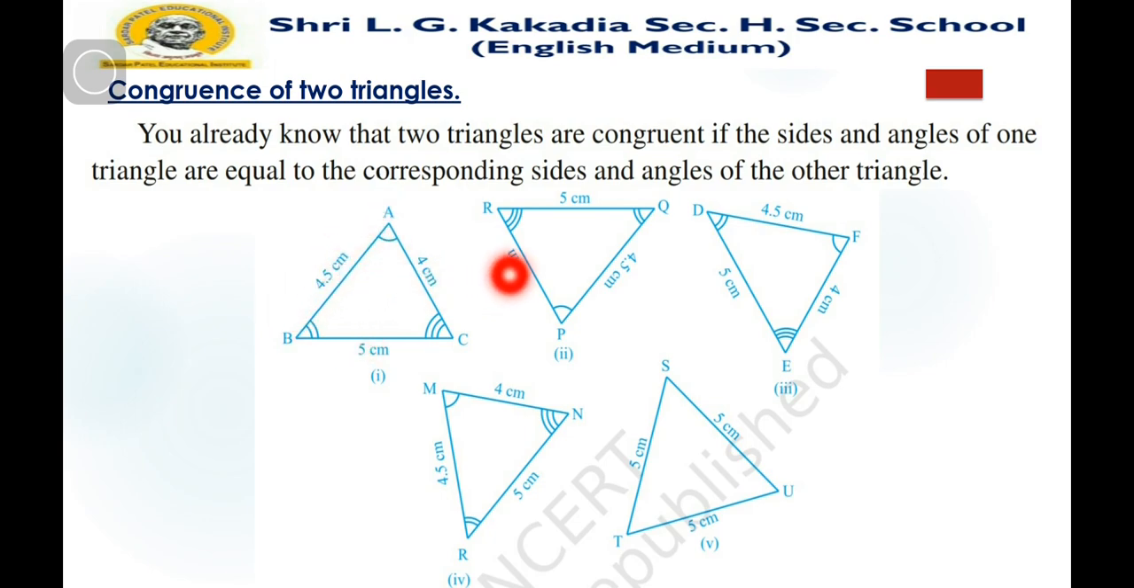So here you can see figure 2, one side is 4.5 centimeter, it is corresponding to AB. Then PR is corresponding to AC, and QR is corresponding to BC. So these two triangles PQR and ABC are congruent. Now let us also take DEF, because here it is equal to these angles. So ABC and DEF both are congruent, as well as MNR is also congruent to this triangle.